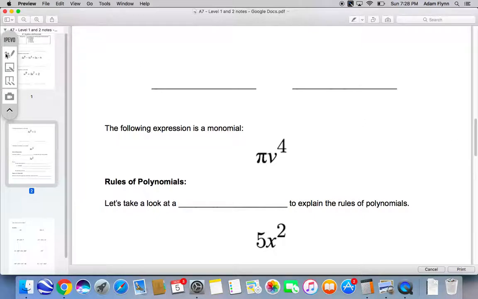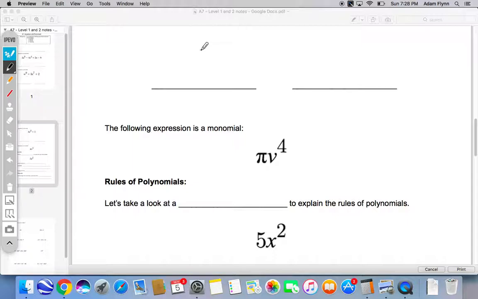And the last special case we'll deal with is a monomial. So we know we're dealing with a term, and mono we know means 1. So a polynomial with 1 term is a monomial. If we take a look at this, we have pi v to the 4th power. That is a monomial with 1 term.